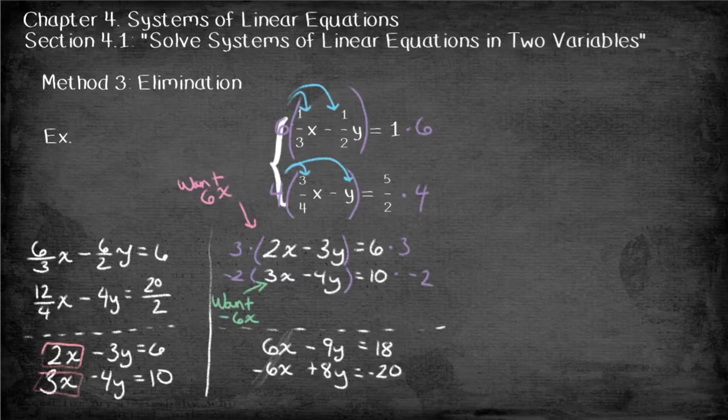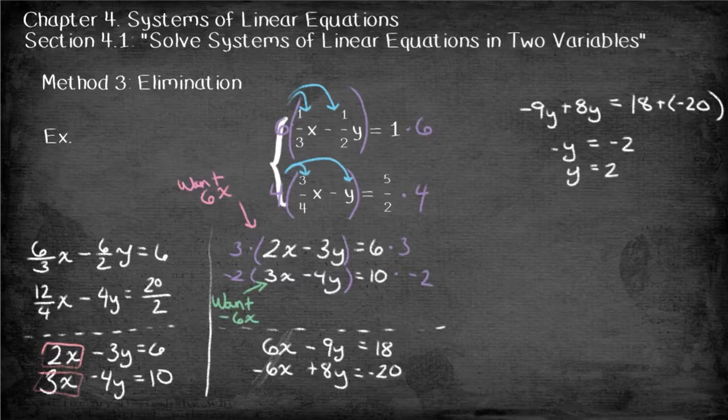and then we would have negative 9y plus 8y equals 18 plus negative 20. So we get negative y equals negative 2, or y equals 2.